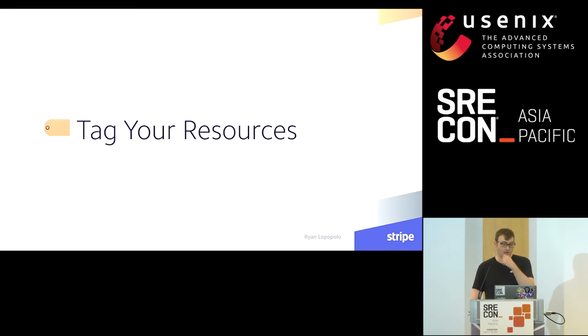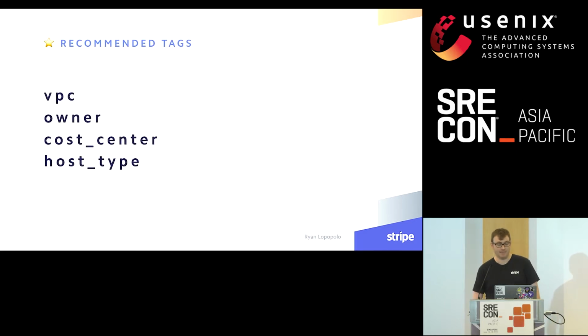I'm going to talk a little bit about tagging now because it's important. If you want to be able to measure your costs on anything resembling a dimension that's customized to your business, you want to have tags associated with your resources that you pass through in the cost and usage report. This is my minimum recommended set of tags. Going in increasing level of granularity, we have VPC. This is the cluster that your infrastructure is associated with.